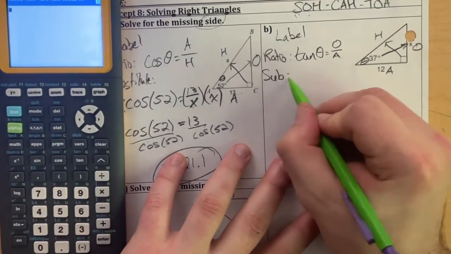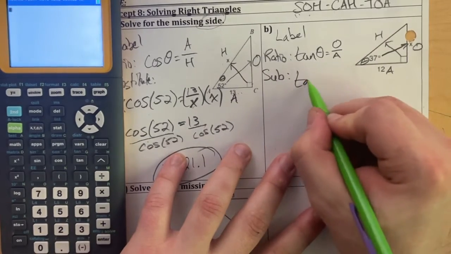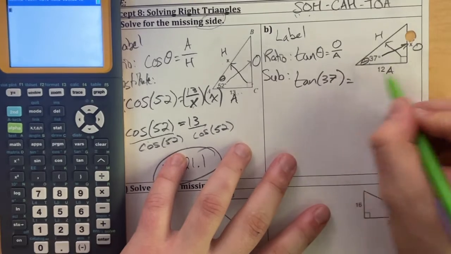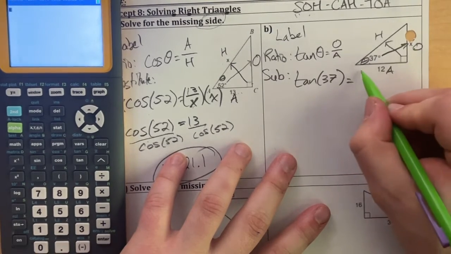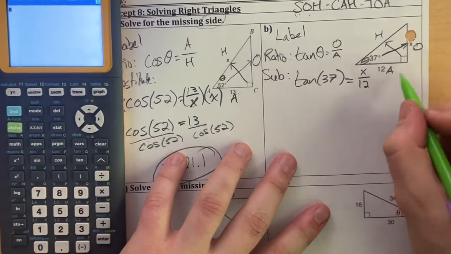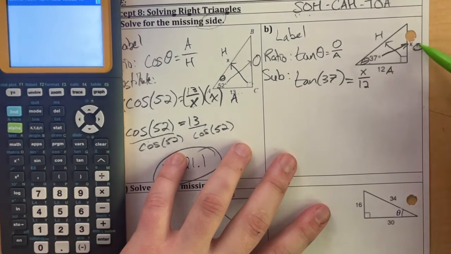So then your values for your variables, so I have the tangent of 37 is going to be equal to x over 12. So you can make sure you plug in your values. So I said x is opposite, 12 is adjacent.